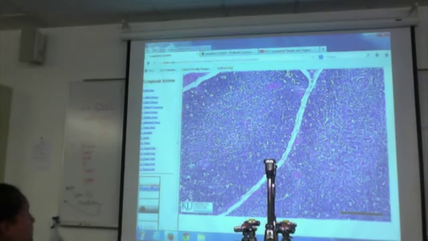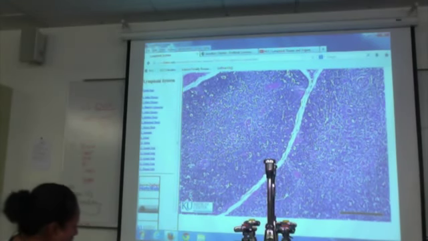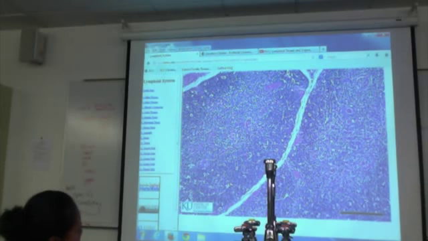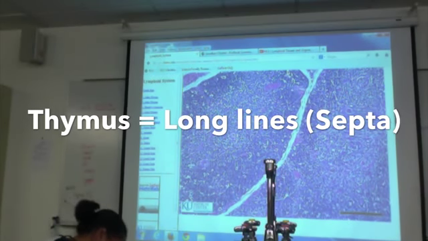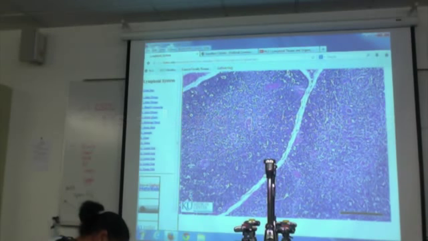Is this the thymus? Yes, it is. That's the septa. The white lines you see would break into rooms, lobules, give an outside-inside cortex medulla. So it looks like a lymph node and spleen, but it has lines which make it very different. Let me show you.